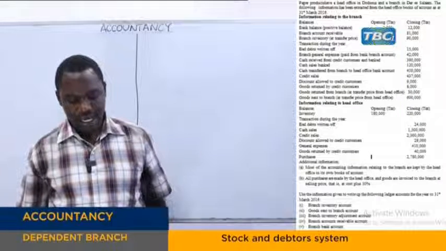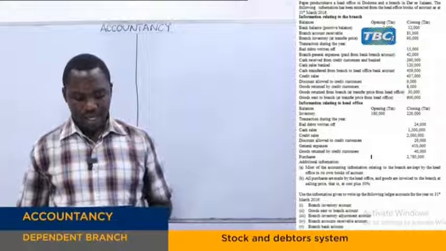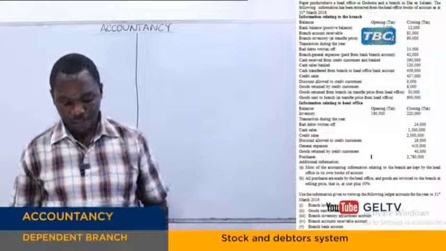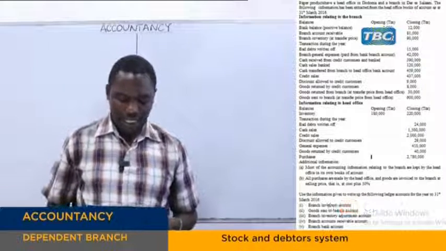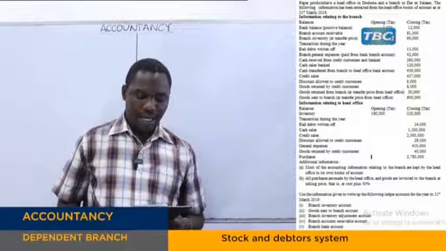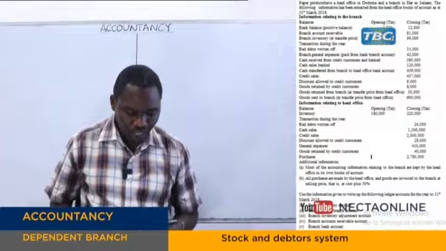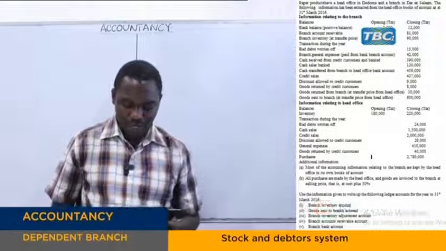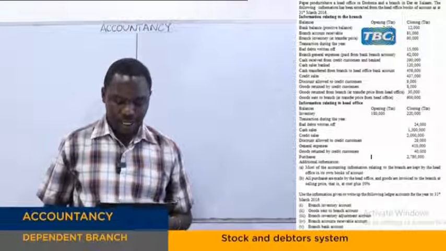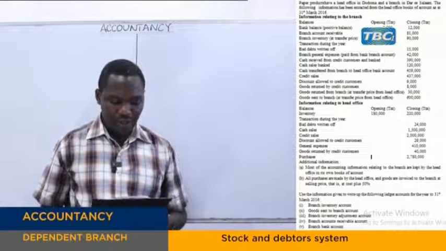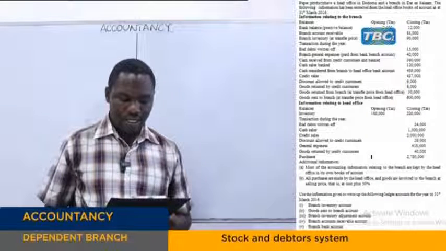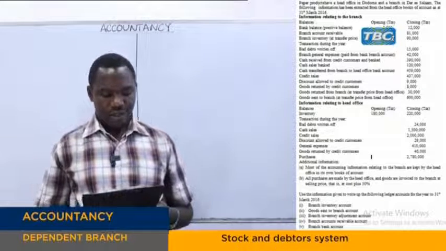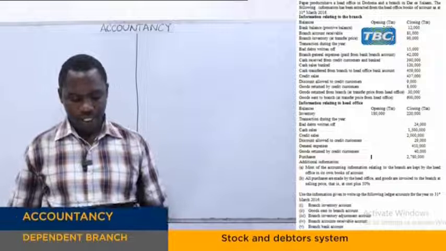There are balances, that is opening and closing. We have inventory, 180,000 opening and 220,000 closing. And the transactions during the year relating to head office. There are bad debts written off, 24,000. Cash sales, 1,500,000. Credit sales, 2 million. Discount allowed to credit customers, 29,000. General expenses, 410,000. Goods returned by credit customers, 40,000.